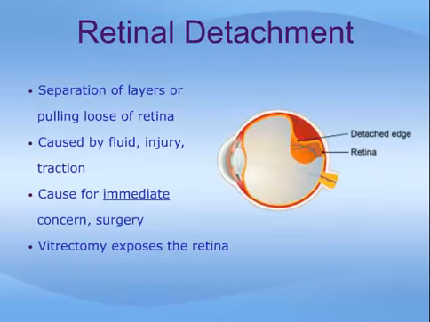Retinal detachment is the separation of the layers of the retina or the pulling loose of the retina from the back of the eye. It can be caused by fluid seeping through a retinal tear, injury, traction from the vitreous during detachment, and traction from scar tissue on the surface of the retina. Retinal detachment requires immediate medical attention and surgery, as it can cause devastating vision damage if left untreated. A vitrectomy will expose the retina in order to reach and repair a retinal tear or detachment.